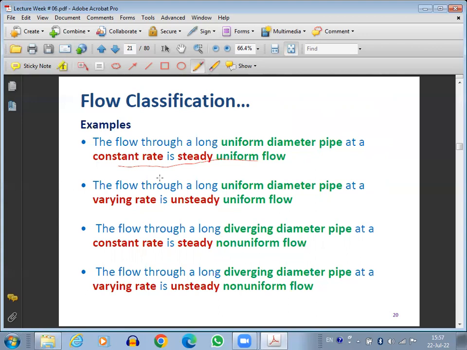Because if the diameter changes, the speed will change: if the diameter decreases, the speed will increase, and if the diameter increases, the speed will decrease, okay. But if the diameter is not changing, the speed of the water will be the same, until and unless you change the tap. Okay, so it's a uniform flow and it is a steady flow. With time also there is no change, because you are not changing the tap.